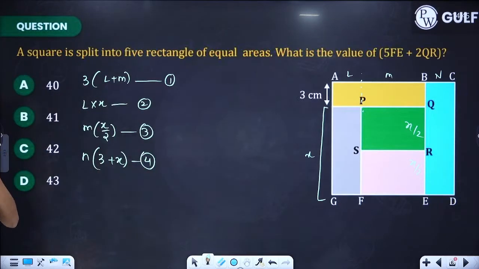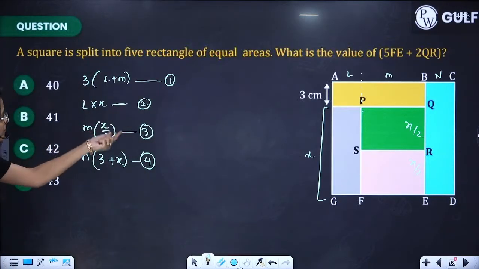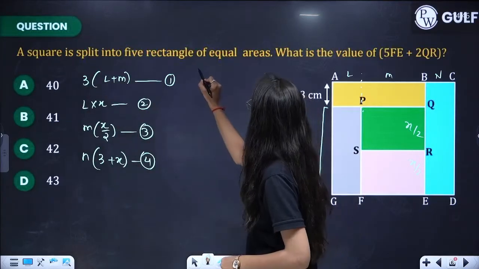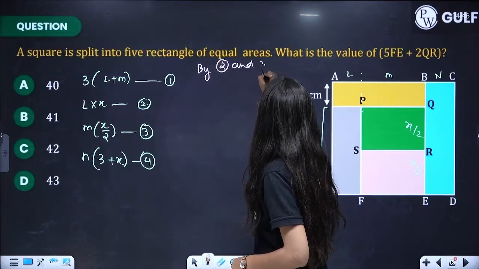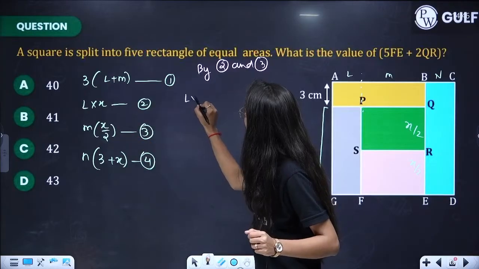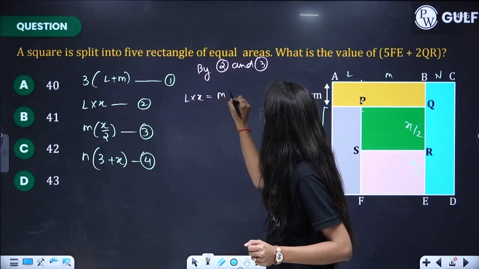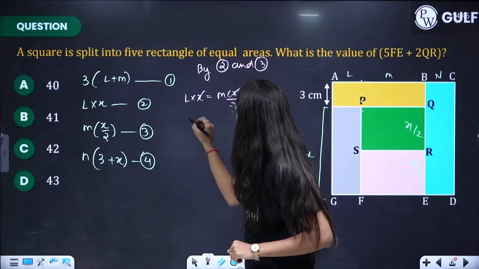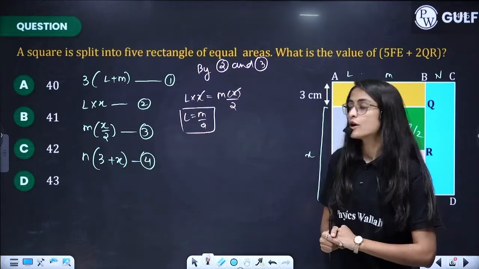Now one by one we need to obtain the variables. So first of all, which two equations should we take to obtain the values? Shall we take equation number 2 and 3? Let's compare equations 2 and 3. We are getting that L multiplied by X, or Lx, is equal to Mx by 2. Cancelling out X from both ends, you get the relation L is equal to M by 2. We will be using this relation later on to find the values.